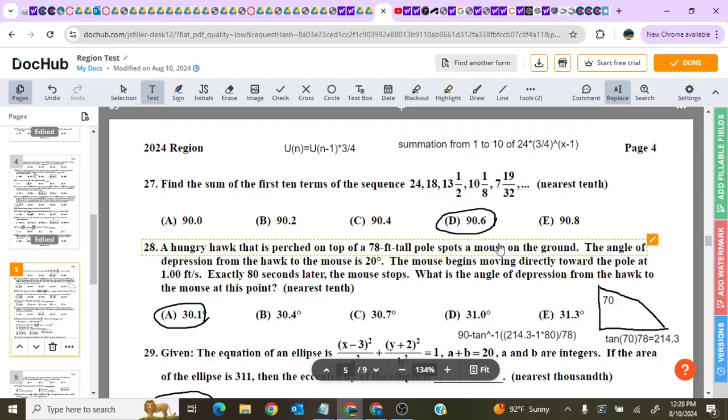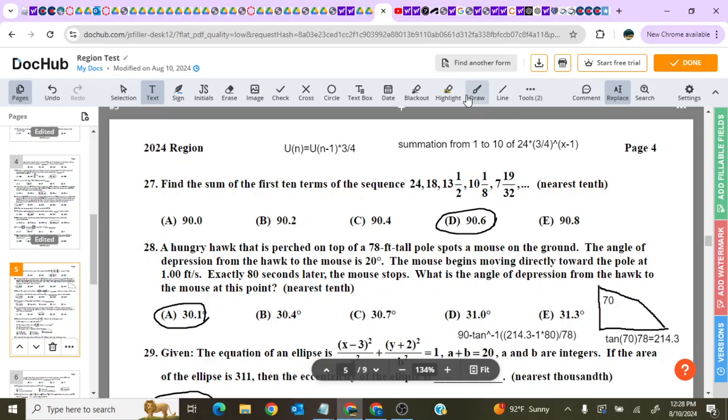All right, 28, a hungry hawk is perched on top of a 78-foot tall pole, spots a mouse on the ground, angle of depression is 20 degrees, and the mouse moves directly towards the pole at 100 feet per second. Calculate 80 seconds later, the mouse stops. What is the angle of depression now?